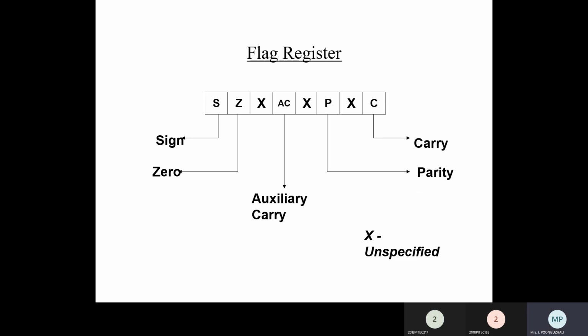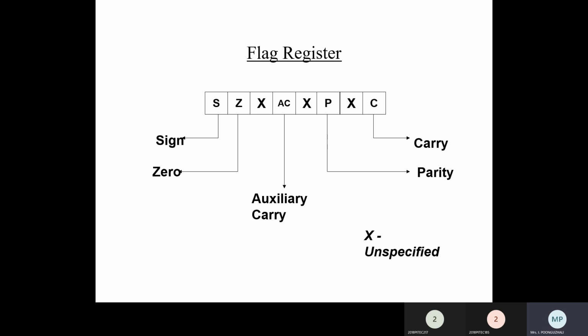So then we have flag registers as well. என்னென்ன registers இருக்கு? A register இருக்கு, B register இருக்கு, that is BC, DE, HL. It's a register pair. Then other one is flag register. Alright, so flag register is an 8-bit register. You have carry flag, parity flag, auxiliary carry flag, zero flag, and sign flag.